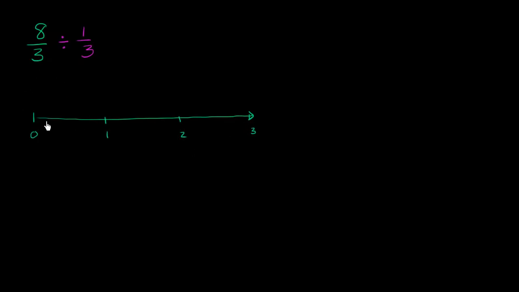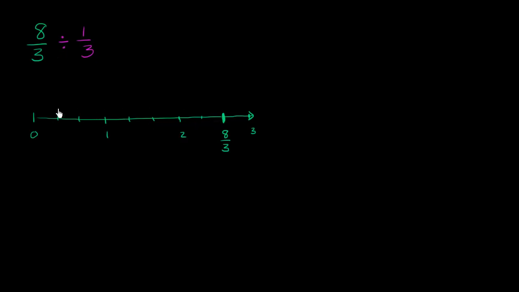To do that, I just need to break up each whole into thirds. So let's say it's 1/3, 2/3, 3/3, 4/3, 5/3, 6/3, 7/3, 8/3. So right over here, and then of course 9/3 would get us to 3. So this right over here is 8/3.